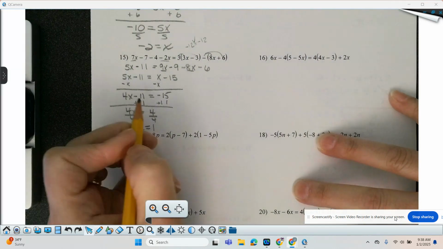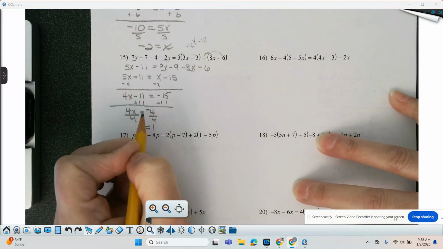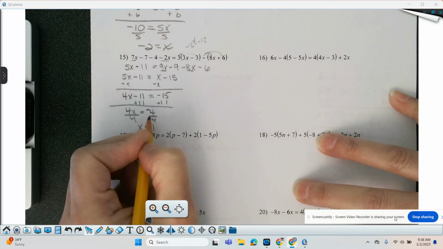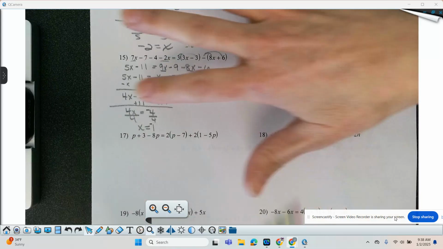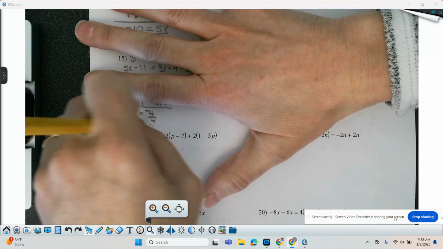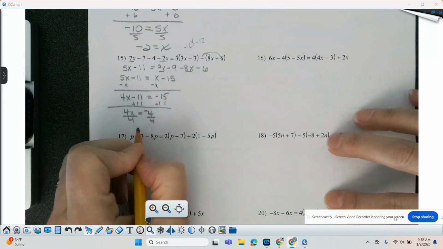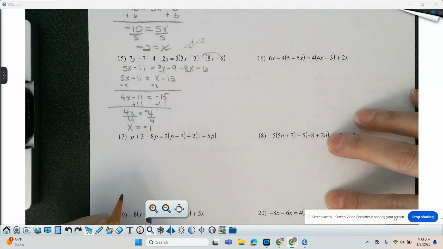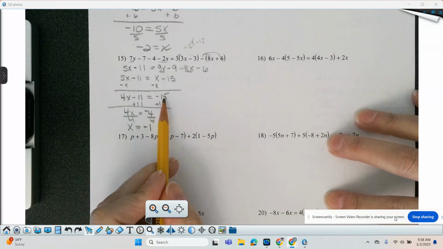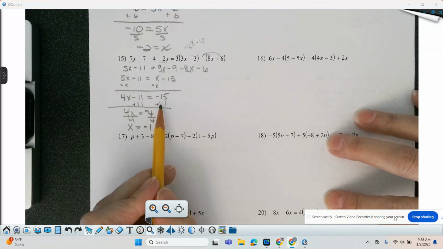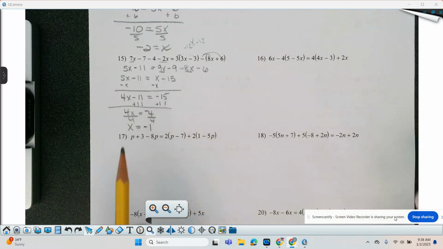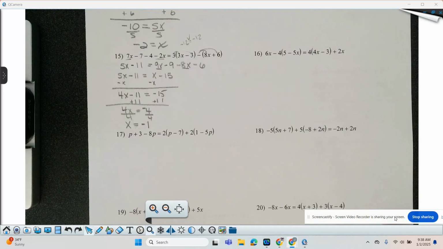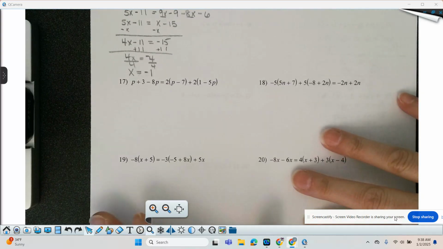Oh, this was a negative 4, I'm sorry. Negative 15, positive 11. So this is going to be a negative 1. So that should be x equals negative 1. I forgot my sign there. It was a negative 15 with a positive 11, became a negative 4. We all make mistakes, we're human. That's why I use a pencil.